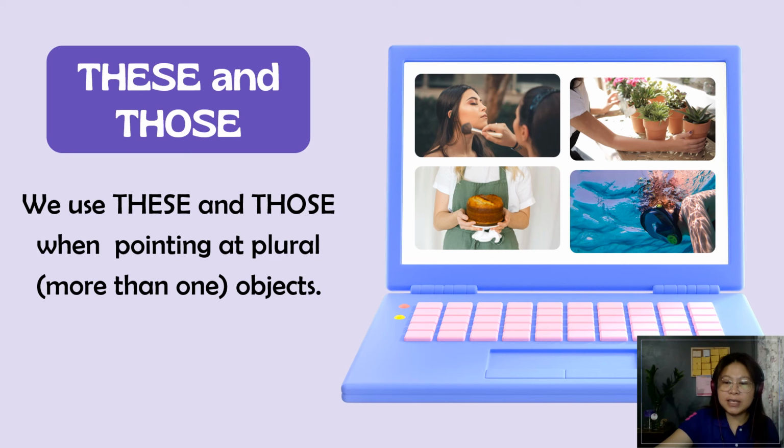Okay, the same with this and that. These and those are used to point at objects. But this and that are used when pointing at singular, only one object, while these and those are used to point at plural objects, more than one. Not just one object, but more than one. Okay, these and those.